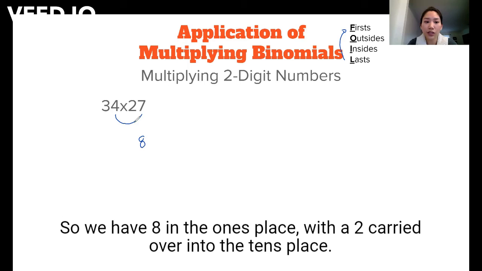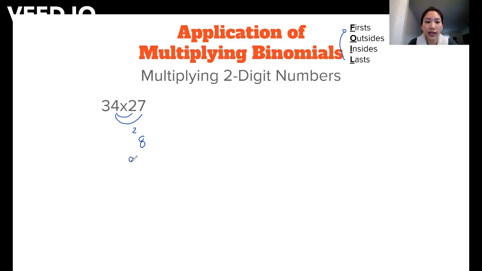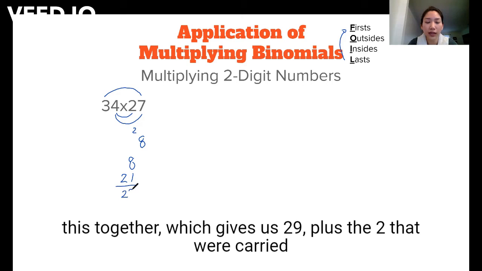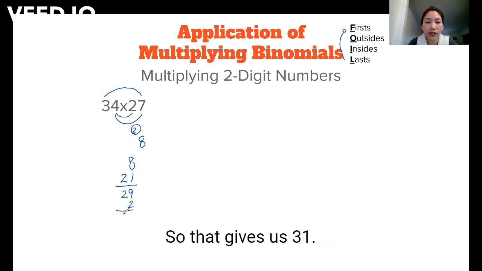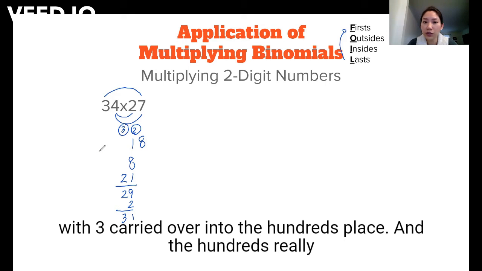So we have 8 in the ones place with a 2 carried over into the tens place. Then if you multiply the insides, so 4 times 2 gives us 8, and the outsides, 3 times 7 gives us 21. We'd add those together, which gives us 29, plus the 2 that were carried over from the ones place. So that gives us 31. So that means that we have 1 in the tens place with 3 carried over into the hundreds place.